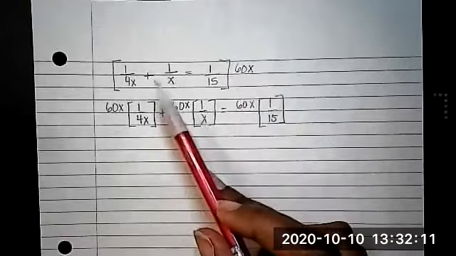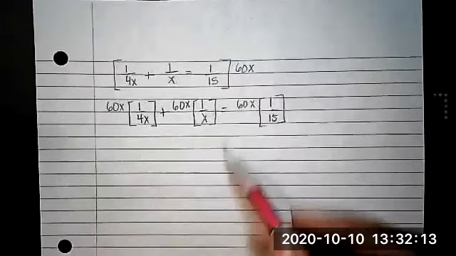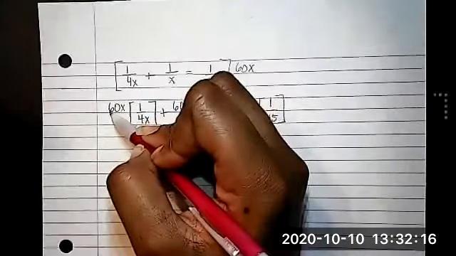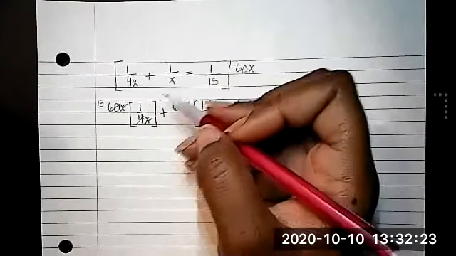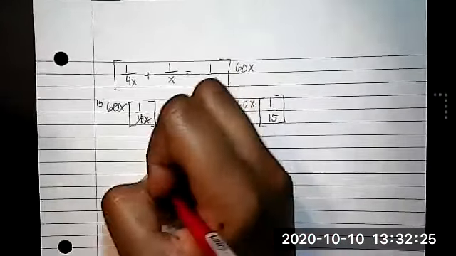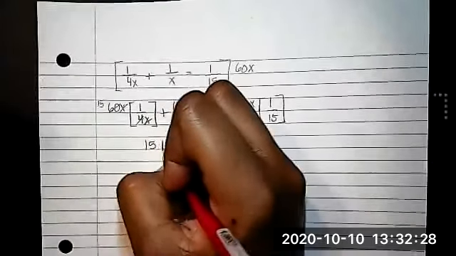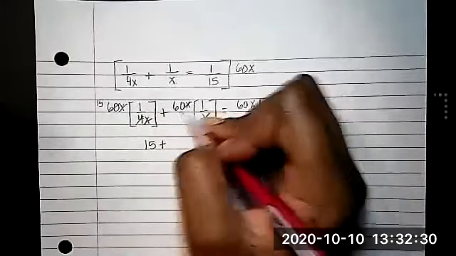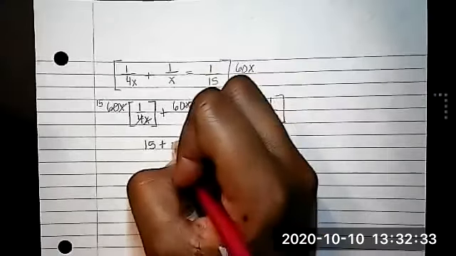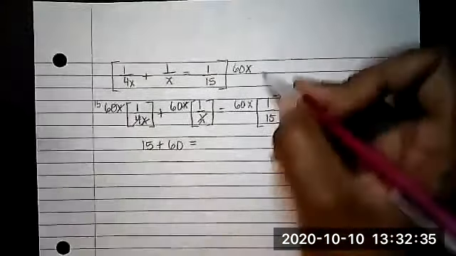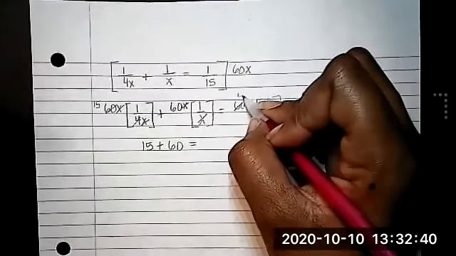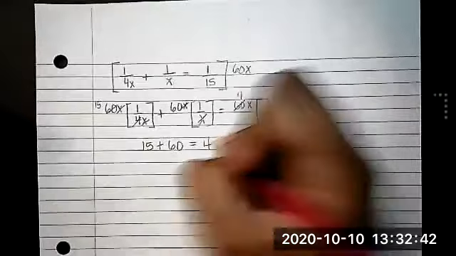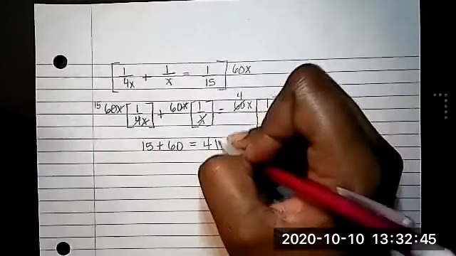So I'm multiplying 60X by every single term. What happens here: 60 divided by 4 is 15, and the X is going to cancel out there. So what was left over is just 15. And then the X's cancel out there, and that's it. So it's going to be plus 60 equals, no, X cancels out, but 60 divided by 15 becomes 4. So this now becomes 4, and then the X is still there, so 4X.